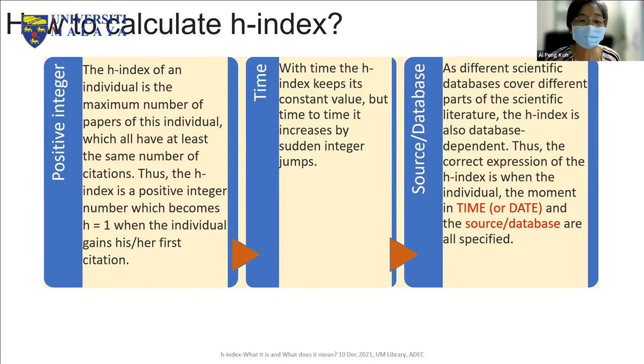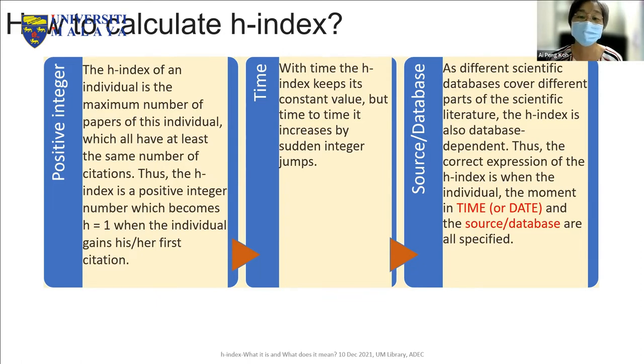I'm not sure, okay? So the H index actually is the maximum number of papers of this individual which have at least the same number of citations. Thus, the H index is a positive integer, which means 1, 2, 3, 4. It cannot be 1.5. What is your H index? 5.5. Sorry, that is a wrong answer. Always a positive integer. When somebody asks you, 5, 10, 20, okay?